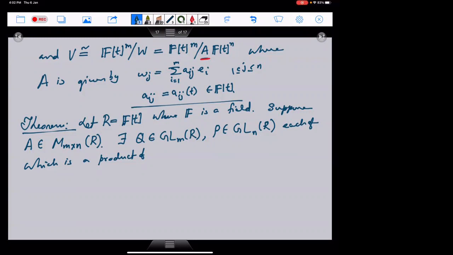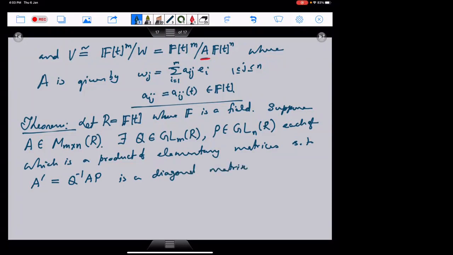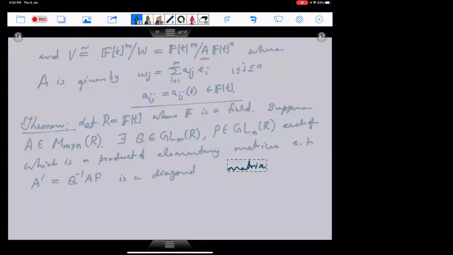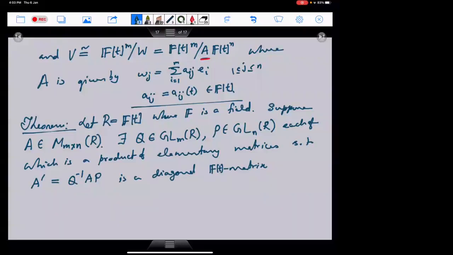What I want is to get a diagonal form of A. How do I diagonalize A? By elementary row and column operations, exactly. So Q and P are obtained as a product of elementary matrices, such that the new matrix, which is Q inverse A P, is a diagonal matrix, with coefficients of course from F[T]. Should I write F[T] matrix? That may look slightly better so that we do not forget. Or R matrix. R is the same as F[T].